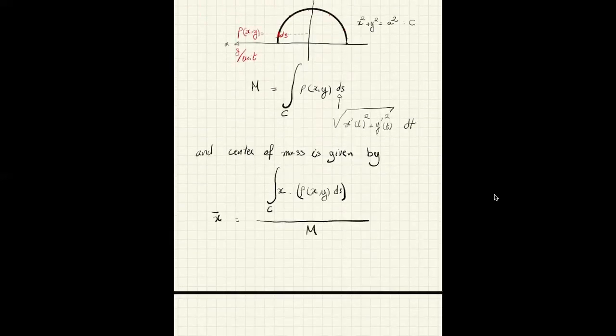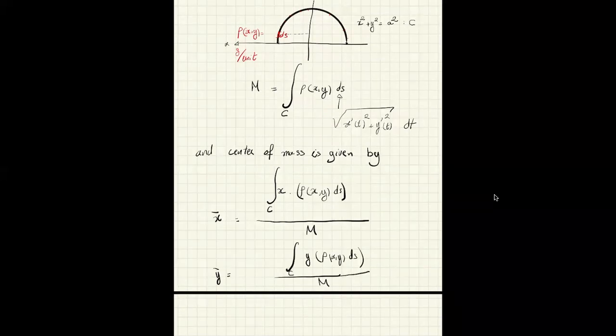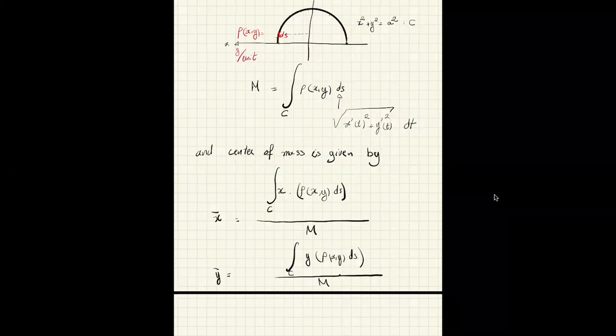Okay, and then the same thing applies for y bar. You have to integrate y times the density function over the circle C, and then you divide by m. It's really an applied formula. If you know how to do a line integral, you just apply the formula, and you apply it for every kind of curve.